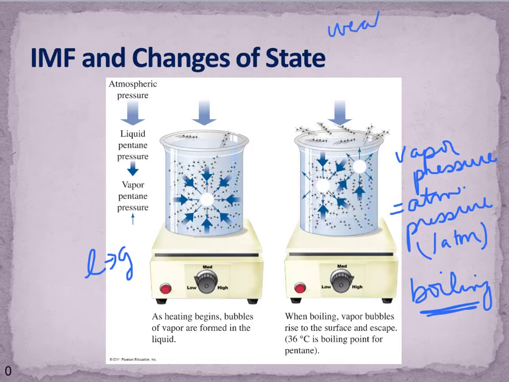So weaker IMF, I'm going to have a lower boiling point because it's going to be easier for those molecules to get from the liquid phase to the gas phase, less to overcome, and so it's going to build up that vapor pressure faster because the intermolecular forces are weaker and it's easier for those molecules to get to the gas phase. So every substance has its own boiling point, the point at which it is changing from liquid to gas, where the vapor pressure equals the atmospheric pressure. That's our definition of boiling.